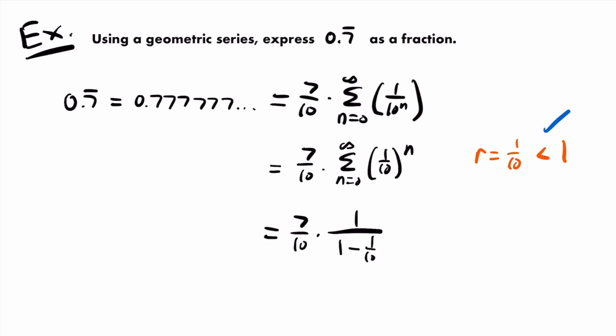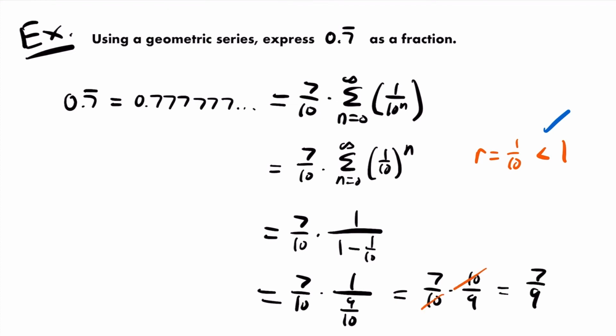And so if we simplify, this will be equal to 7/10 times 1 divided by 9/10, because 1 minus 1/10 is 9/10, and 1 divided by a fraction is just going to give us the reciprocal of that fraction. And so this is equal to 7/10 times 10/9, and those 10s will cancel out and give us a final answer of 7/9. And so 7/9 is the fraction that represents this repeating decimal of 0.7 repeating. And you could check that out in your calculator if you'd like.